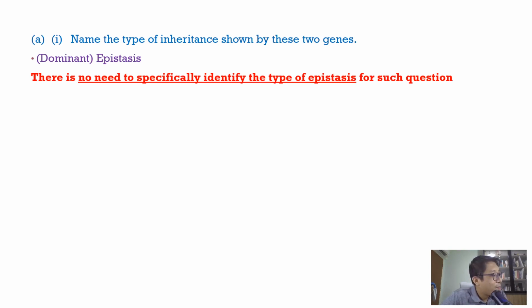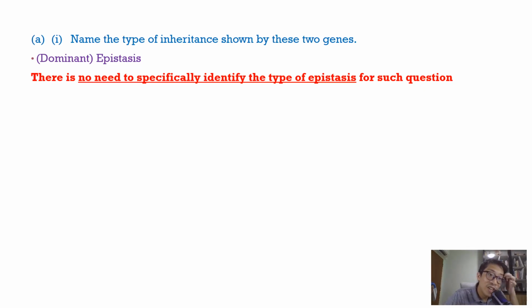But just to take note, when questions in exams ask you to identify the type of inheritance for epistasis, or the kind of gene interaction, all you need to mention is epistasis, because you are not required to memorize the different examples of epistasis. So you just have to say epistasis. Of course, if you are very confident that it is dominant epistasis, you can give dominant epistasis.